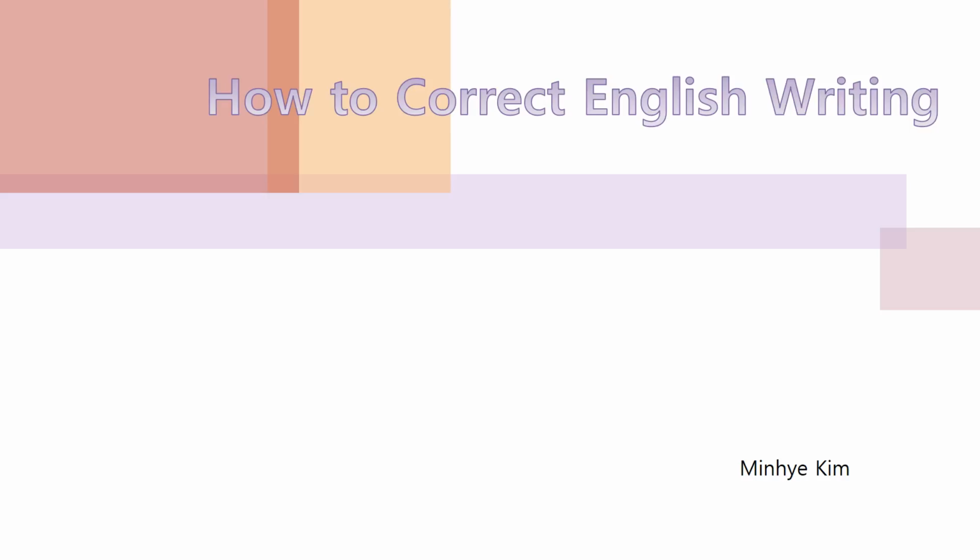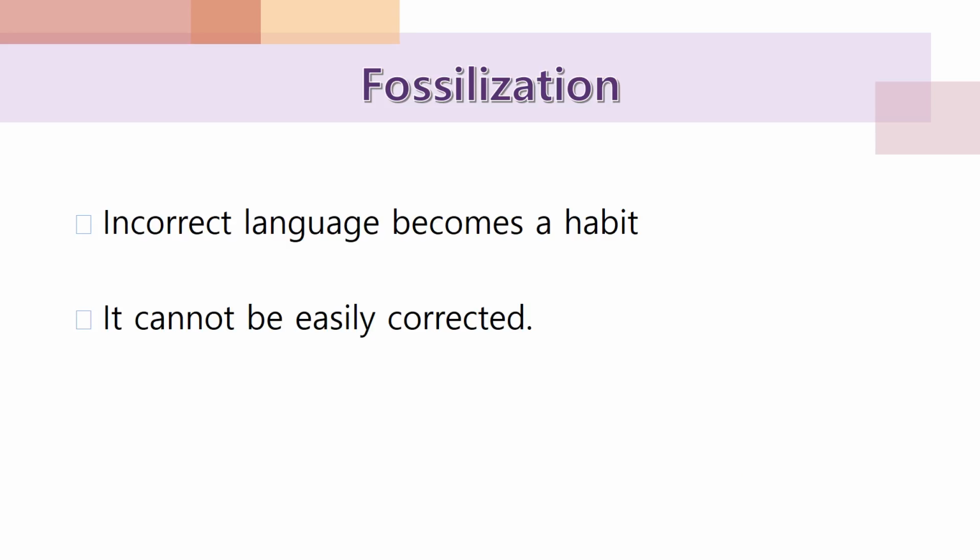Students make a lot of errors when they learn English, and it is an important part of the learning process. If the teacher does not correct errors properly, it can cause fossilization. According to Selinker, fossilization refers to the process in which incorrect language becomes a habit and cannot be easily corrected. Thus, teachers should correct the error before it becomes fossilized.